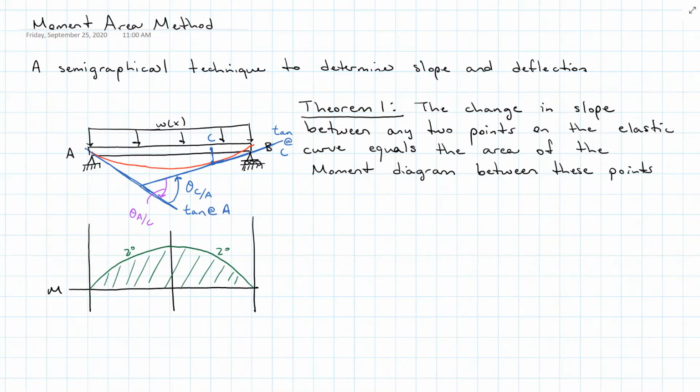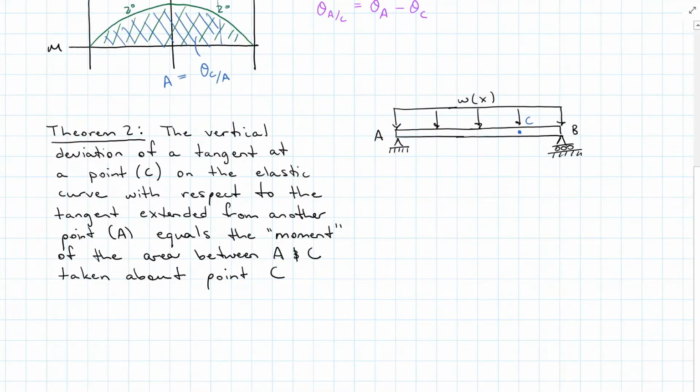Now what theorem 1 says is that I can find this angle C with respect to A if I find the area under the moment diagram between C and A. So the area is equal to theta C with respect to A. The second theorem for moment area method is the vertical deviation of a tangent at a point, C, on the elastic curve with respect to a tangent from another point, A, equals the moment of the area between A and C taken about the deviated point, in our case, C.